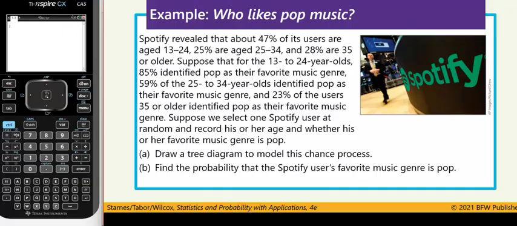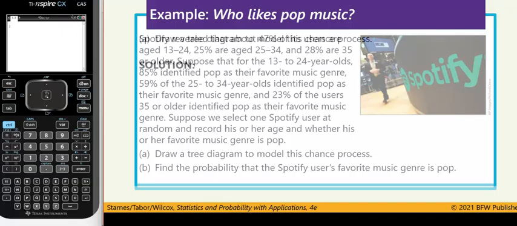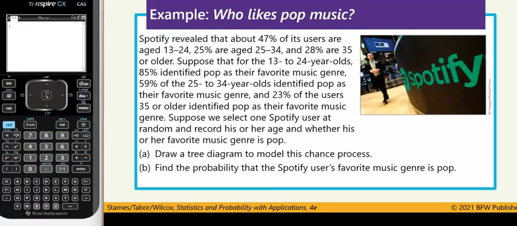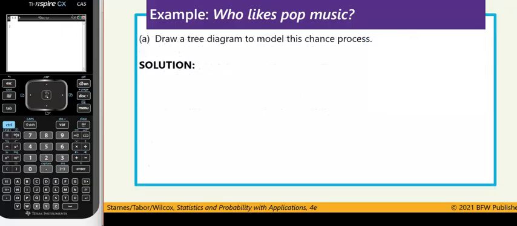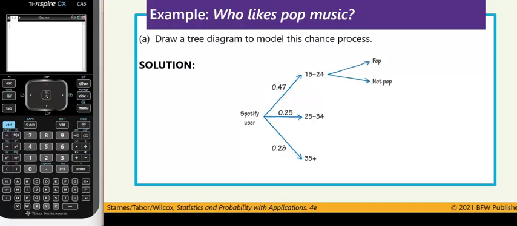But then it says, suppose you're 13 to 24, 85% identified pop. So that means 15% did not identify pop. And then for the next age group, 59% identified pop. And for the third age group, 23%. So this just kind of flows. You're going to start with age groups first, right? Because the second statement, if you do pop, was conditional on which age group you're in. And it kind of makes sense, right? I didn't really pay attention to the percentages. I wonder if older people or younger folks would be more likely to listen to pop music. I'm not sure. And we'll find out here.